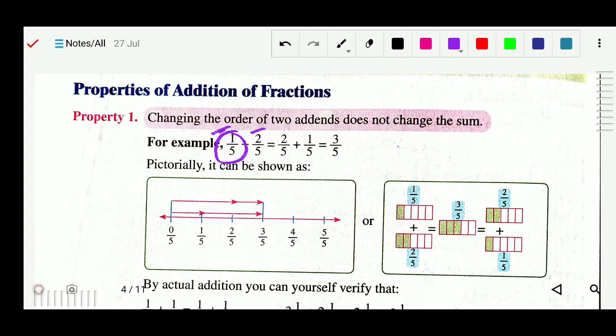was here, now it is here. Order means we are just switching its place. Its answer will remain the same, it will not be altered. Okay, its answer will remain the same, there will be no changes. So this is the first property.